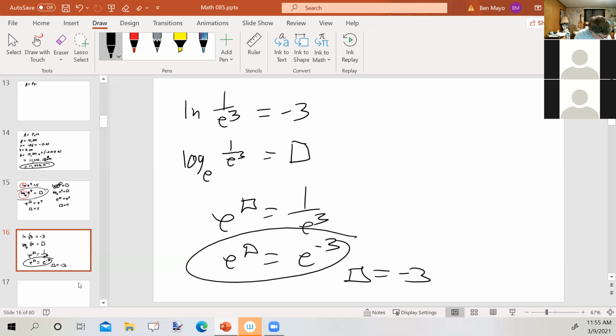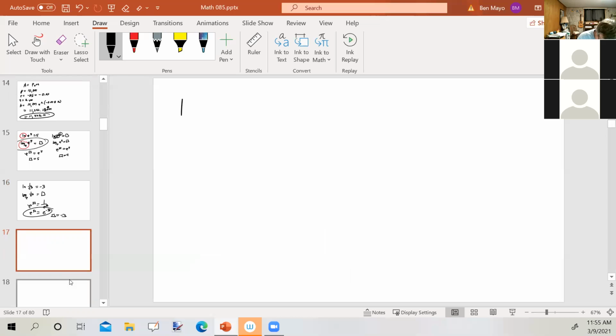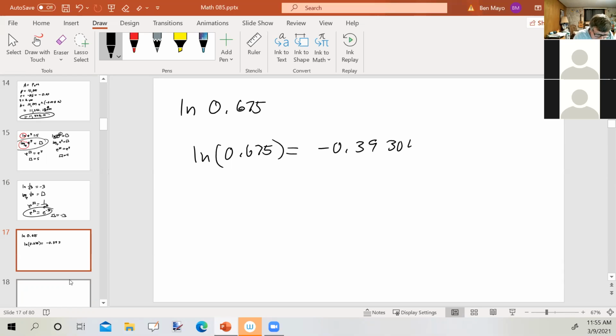Let's take a look at some calculator problems. Let's find the natural log of 0.675. So now I don't push the second function key, I just push the key that says ln, and I get this. Then I put in 0.675 and close it up. And I get -0.3930425881, but it says to round to 4 decimal places, and the 4 in the fifth place would round down. So it's going to be approximately negative 0.3930.